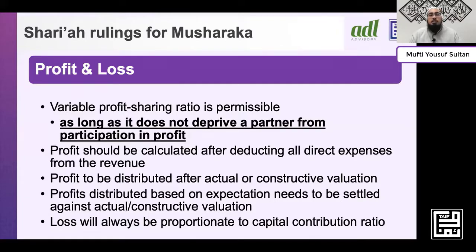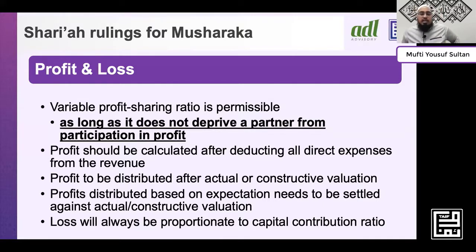So from $10,000, we first deduct the direct expenses. Let's say direct expenses are $2,000. So 10 minus 2 makes it 8. Then we look at our capital. Is the capital intact? So 8 minus 5, yes, capital is intact, and we have another $3,000. So that $3,000 is profit.